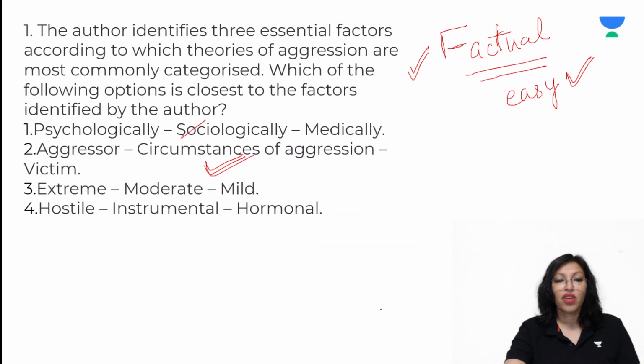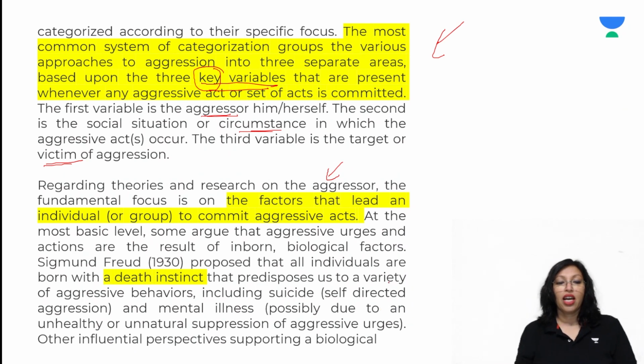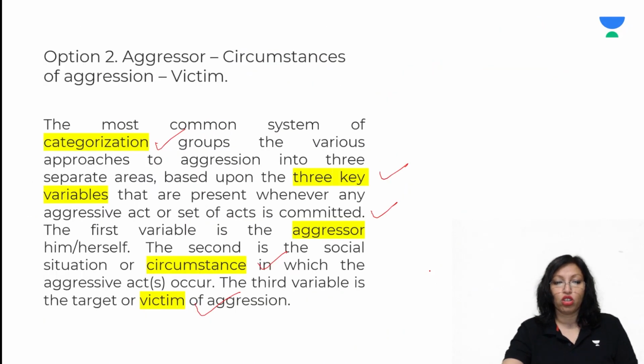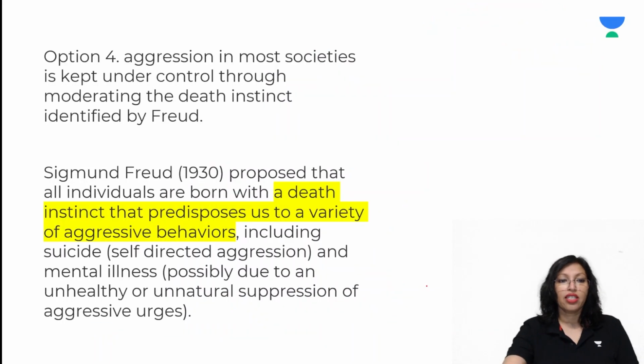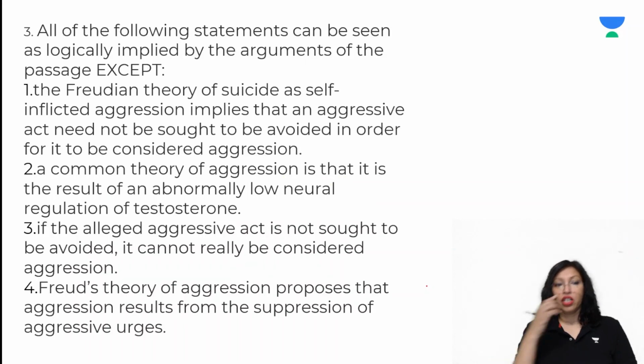Not really, because passage very clearly said, I'll take you to this place. Freud proposed that all individuals are born with a death instinct that predisposes us to a variety of aggressive behavior, including suicide, mental illness. That's what he has said. It does not say that the death instinct is suppressed at all. So that was not mentioned anywhere. So therefore 4 has to be the correct answer, guys. Okay, let's take a look at our answers. Yes, 4 was the correct answer. So that's how. Okay, let's look at the third question. All of the following statements can be seen as logically implied by the arguments of the passage except.